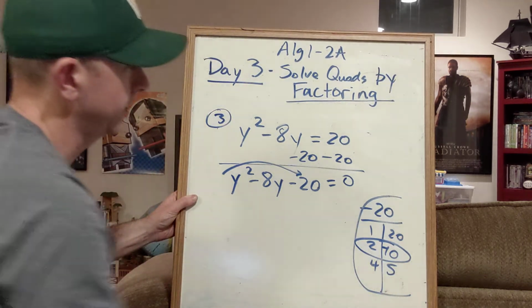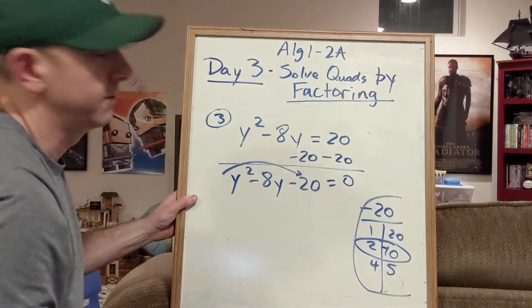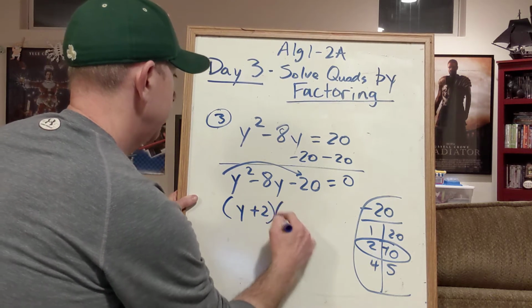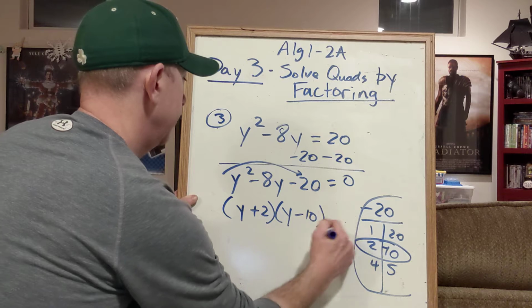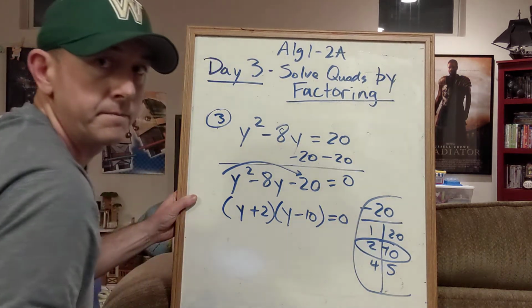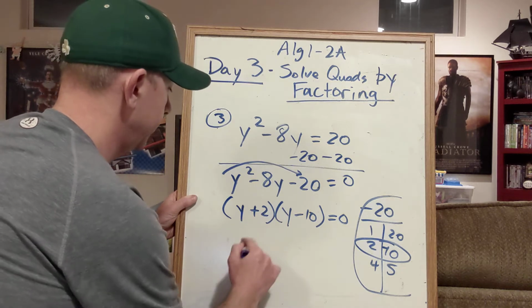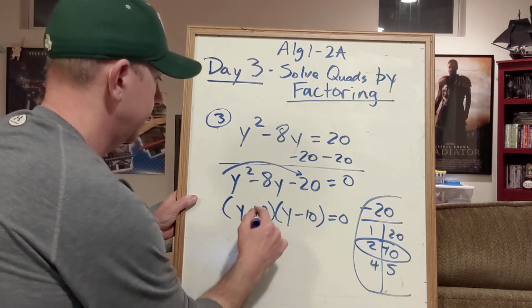Now sometimes I have students who try to skip from here to the answer. Don't do that. I would write it out. We got y plus 2 times y minus 10 equals 0. Okay? And then from there, what will make this 0? Now you can write it out again. I'm going to go ahead and write the solutions to save time.